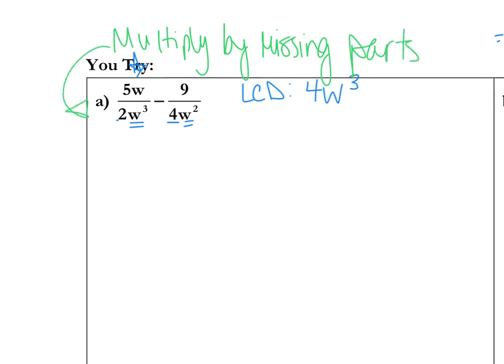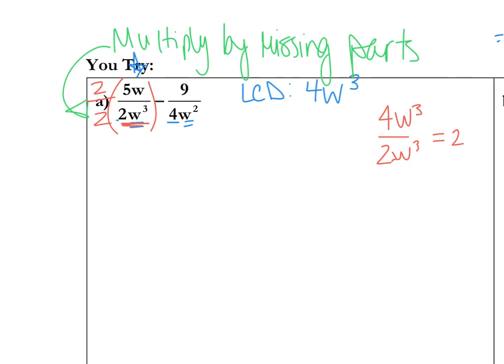Okay. So in other words, we're trying to figure out what do I have to multiply both top and bottom by in order to get the denominator to look like the least common denominator. So in this case, I'm going to take 4w to the third, and I'm going to divide it by 2w to the third, which equals 2. So I'm going to multiply top and bottom by 2 over 2.